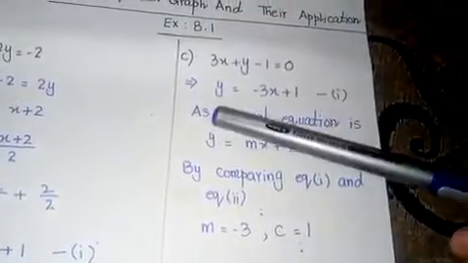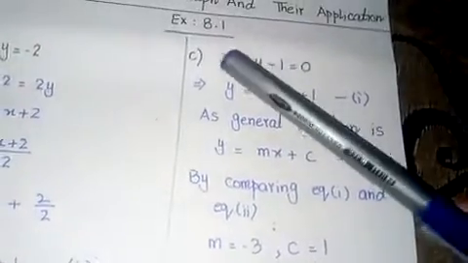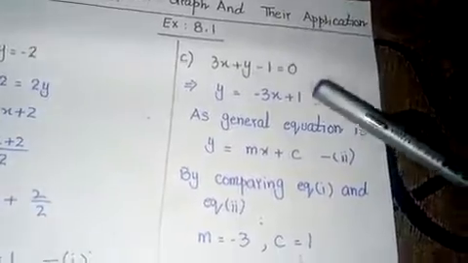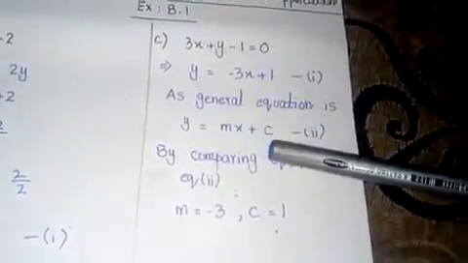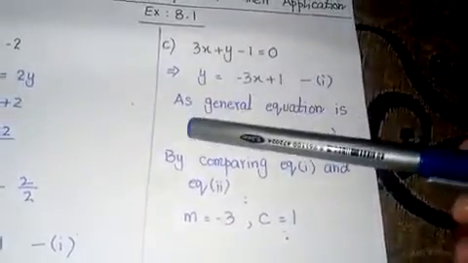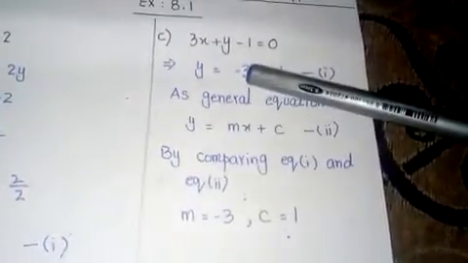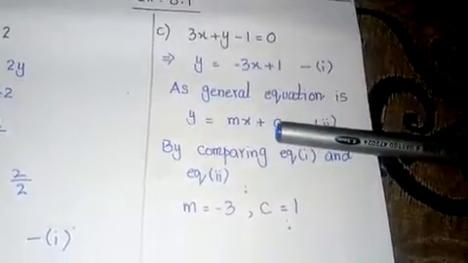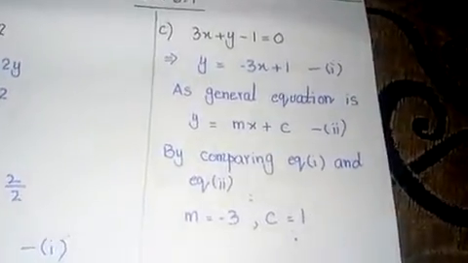So y will remain on the left hand side, and I have moved all other things to the other side. Here it is positive, it will become negative. It is negative, so it will become positive. Now write the general equation. Here is the general equation. Now compare these two equations. y is similar to y, x is similar to x, so m is similar to minus 3. So the value of m comes out minus 3, and c is similar to plus 1. So the value of c comes out plus 1.